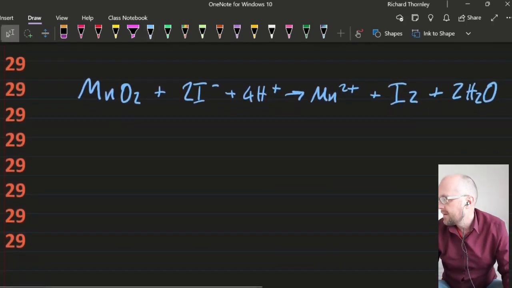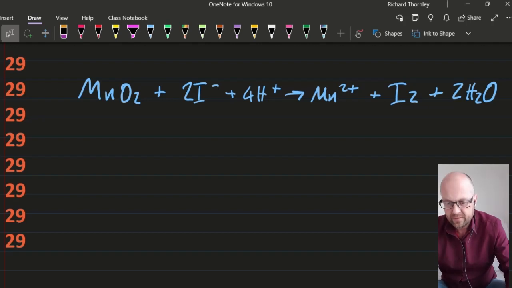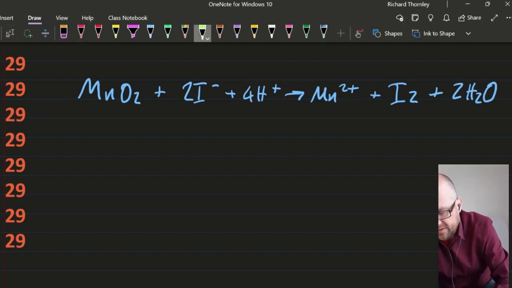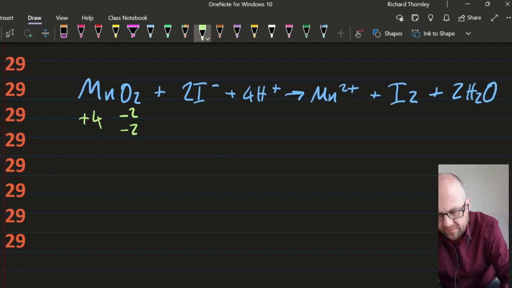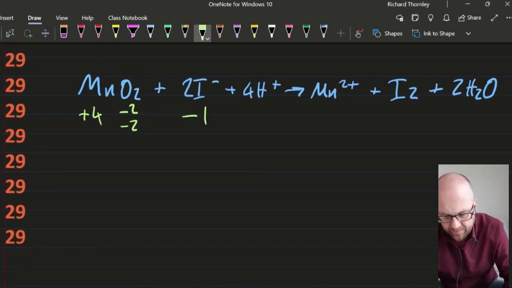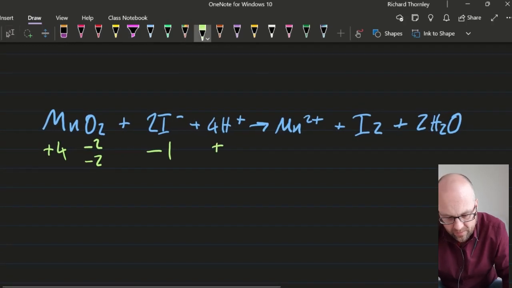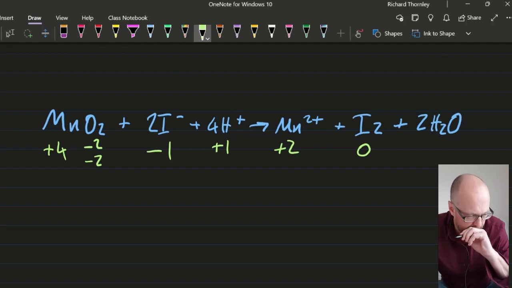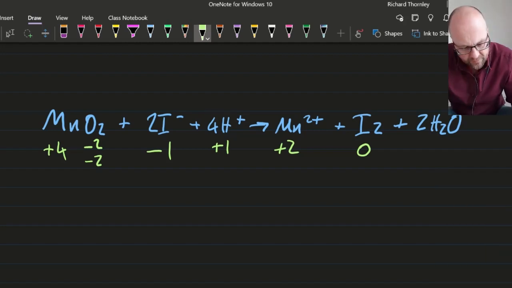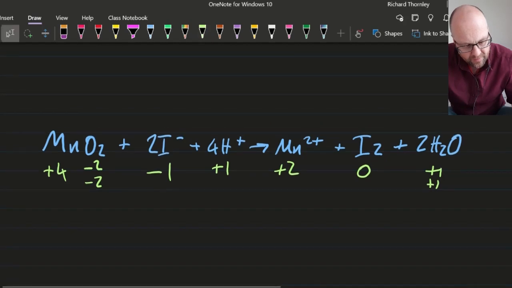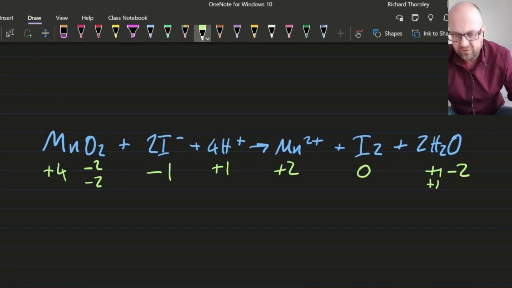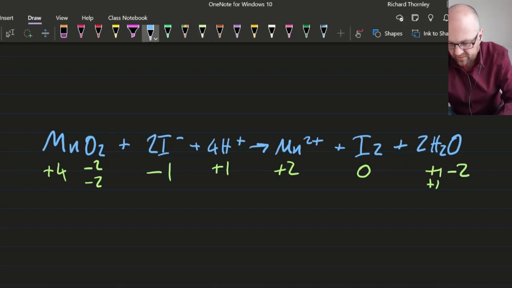29, what's correct for the redox? Okay, so let's put in some oxidation states. Oxygen's -2 in a compound. That's going to be -1. It's +1, +2. All elements are 0. Hydrogen's +1 in a compound. Oxygen's -2. All right, so reduced and a reducing agent. If the oxidation state goes down, it's reduction.